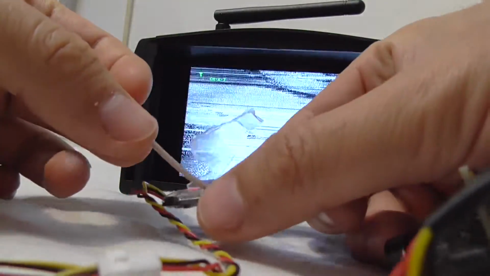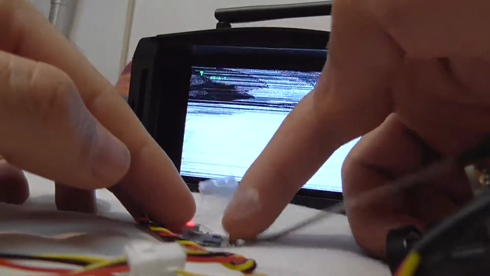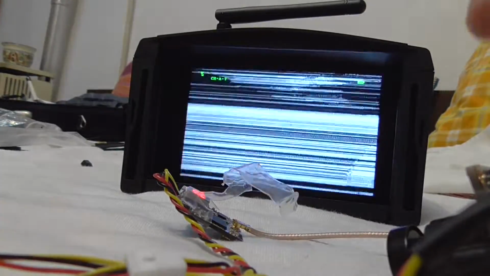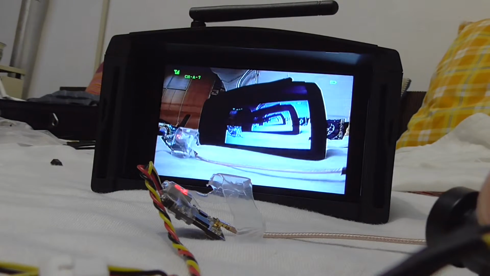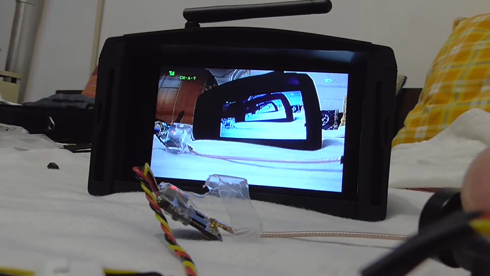Ouch, it's hot. Now the image did not return. Now it's back. Of course it's heating up and that's why we have so many lines there.